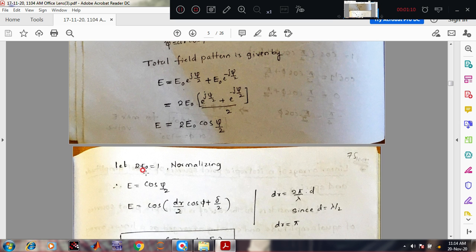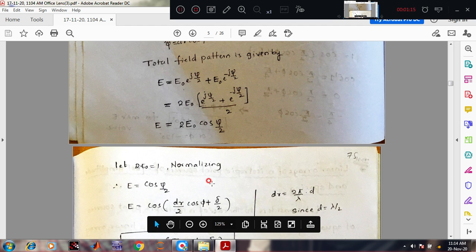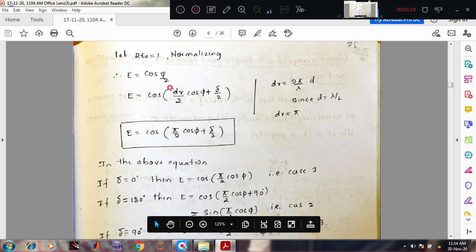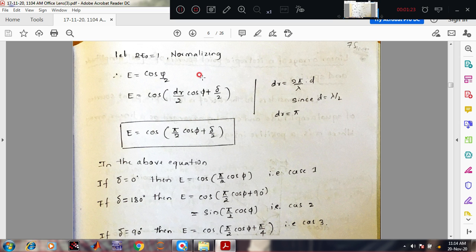Next, let 2 E naught be 1 for the normalizing case. Therefore E will be cos psi by 2. Now I will rewrite this. We know that psi equals dr cos phi plus delta. So dr will be 2 pi by lambda into d, where d is lambda by 2. Therefore dr will be pi. So E is equal to cos of dr cos phi by 2 plus delta by 2. This term will be additional compared to the previous cases. Therefore E is equal to cos of pi by 2 cos phi plus delta by 2.